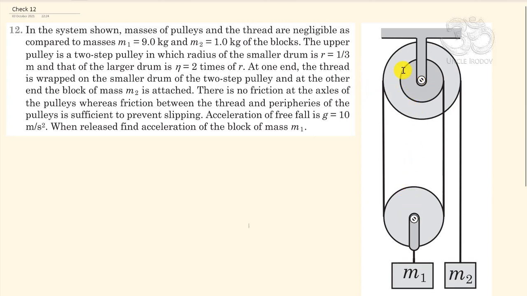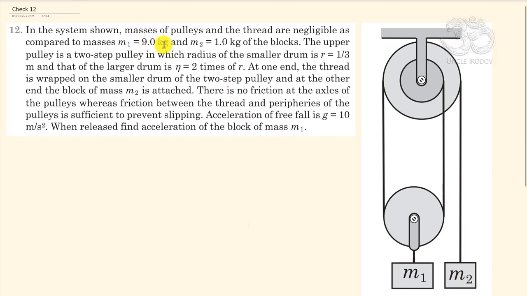The upper one is in fact the stepped pulley, which means that it has got two diameters. The inner one is the smaller one over which a thread has been wound, and the thread goes down, goes over the other pulley, and then goes back to the first one over the outer diameter now, and then supports a mass m2 at the other end.